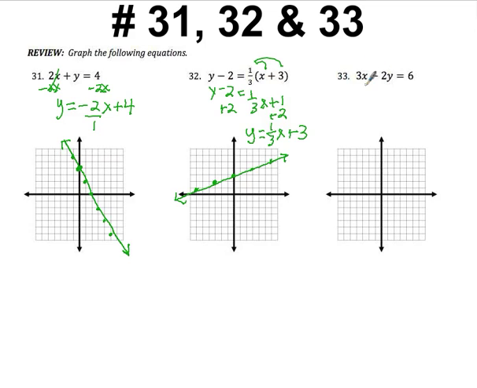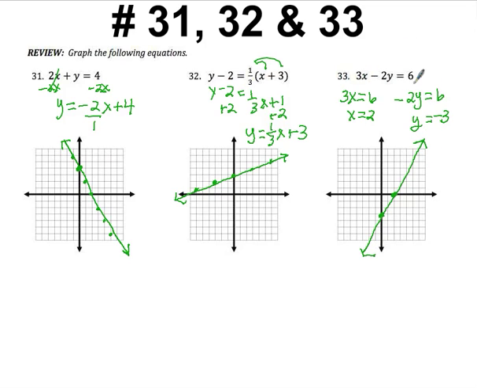Last one, I'm going to go ahead and do the x and y intercepts just so we remember how to do that. So to find my x-intercept, I drop off my y, so I get 3x equals 6, and I get x equals 2, because you divide both sides by 3. So x-intercept is going to be 2. My y-intercept, negative 2y equals 6. So I divide both sides by negative 2, so I get y equals negative 3. So I'm going to go down 3, 1, 2, 3. And then all I have to do is connect the dots, and I get my line.